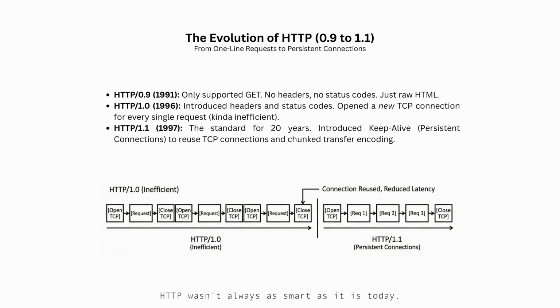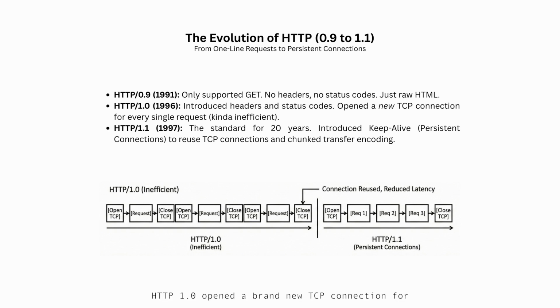HTTP wasn't always as smart as it is today. HTTP 0.9 came out in 1991. Tim Berners-Lee invented it at CERN just to transfer HTML files. It was dead simple: only a GET method, no headers, no status codes. You asked for a file, you got raw HTML back. That's it. Then came HTTP 1.0 in 1996. This was a big upgrade and we finally got headers and status codes.